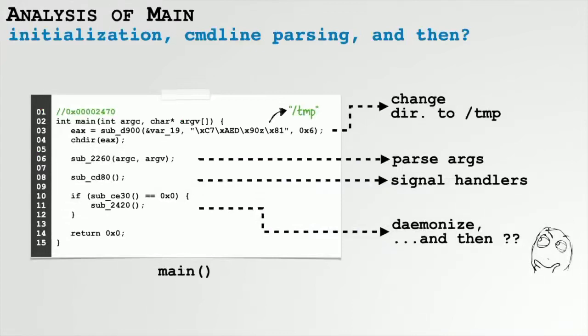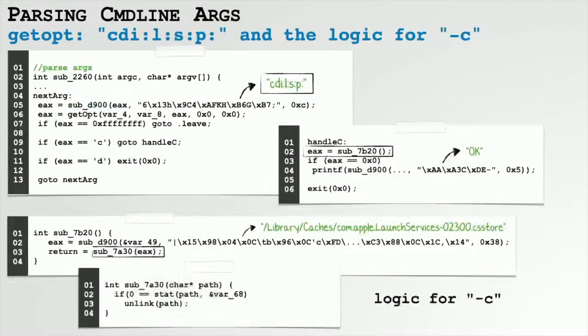This is where the malware authors begin their logic. First thing we can see is they decrypt the string /temp, thanks to our Hopper disassembler script. We already know that is what it's going to decrypt to. It then changes the directory, invokes a subroutine to parse any arguments, installs some signal handlers, daemonizes itself twice, and then invokes something else. So let's dig into each of these subroutines.